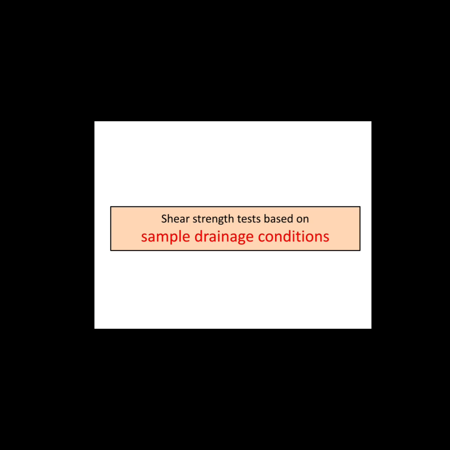Before proceeding with the different test procedures, let us understand the types of shear strength tests based on the sample drainage conditions. There are three basic types of shear test procedures depending on the sample drainage conditions, and they can be adopted in case of shear box test and triaxial tests. These are commonly designated by a two-letter symbol. The first letter refers to what happens before shear and the second letter refers to the drainage conditions during shear.